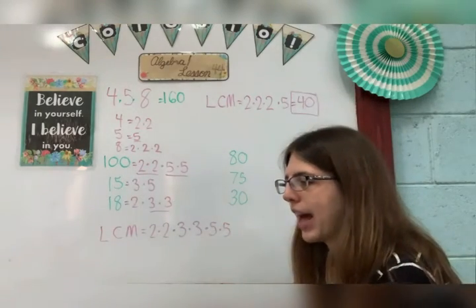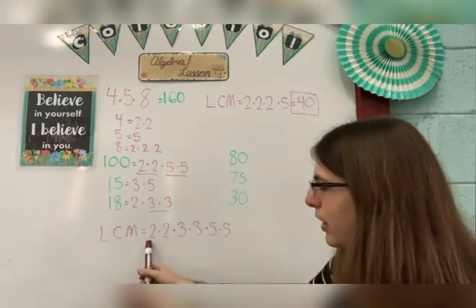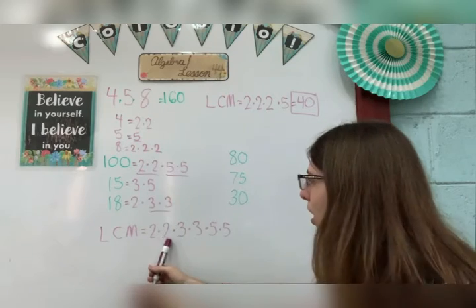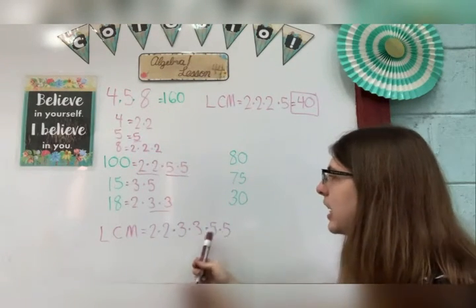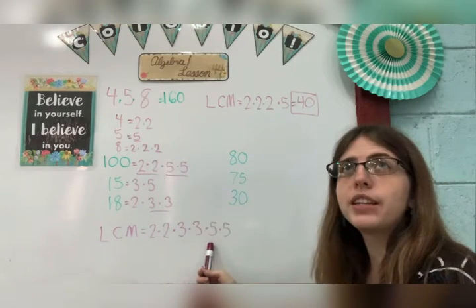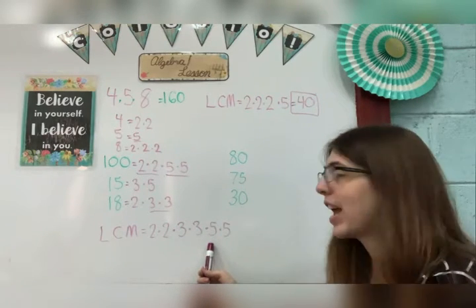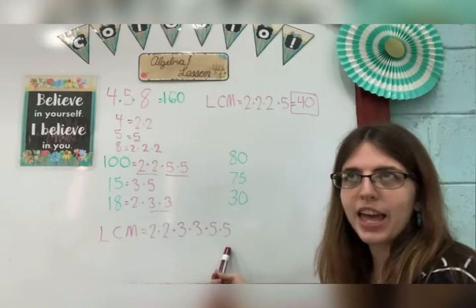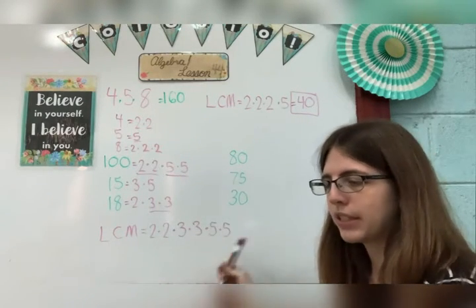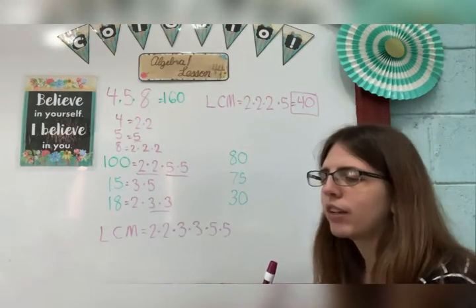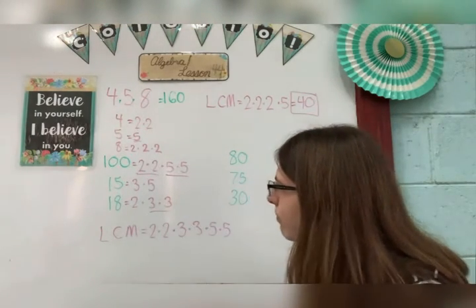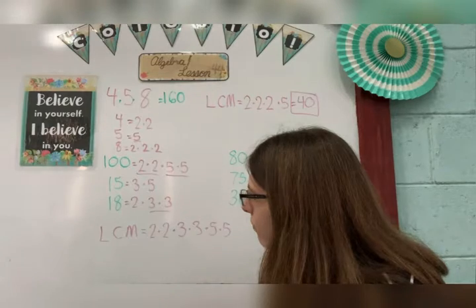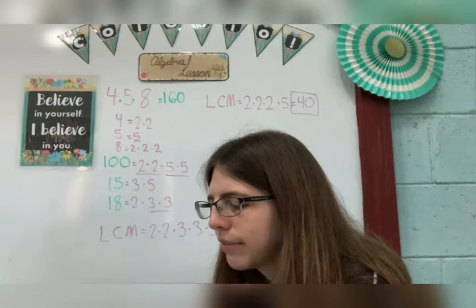And we multiply. So 2 times 2, which is 4, times 3, which is 12, times 3, which is 36, times 5, which is 180, times 5 again, which is 600. Did I do that right? I don't think I did. Something's off, guys.